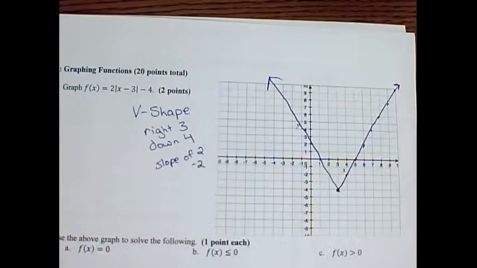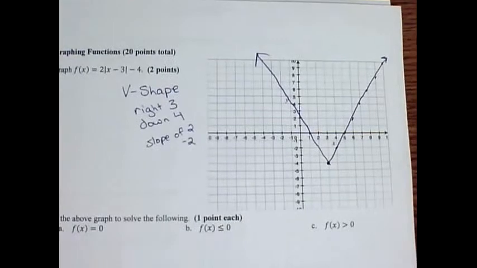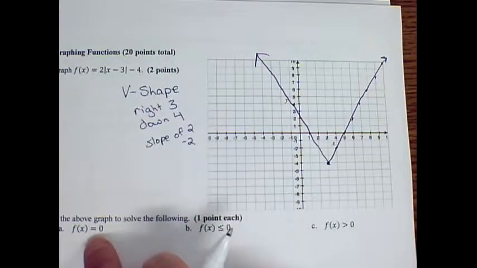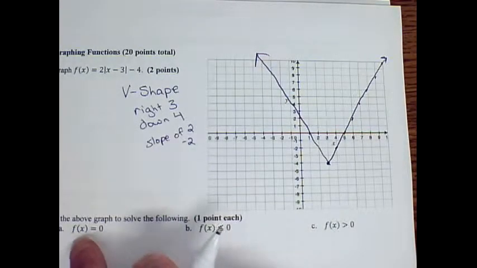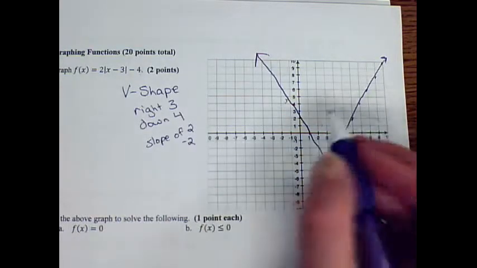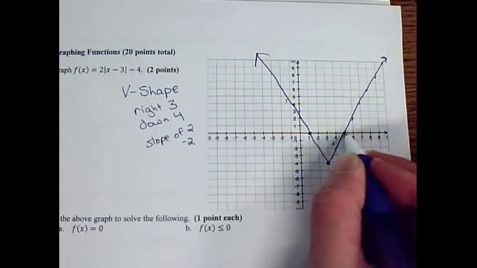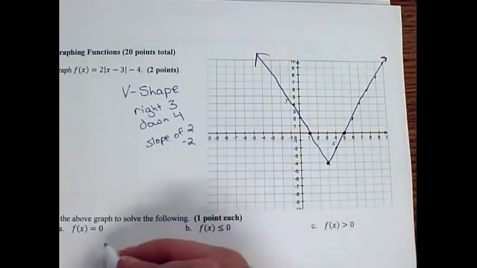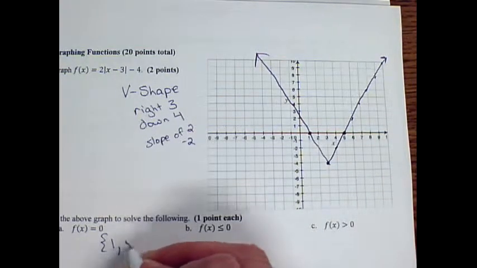There we go. Now we're going to use that picture to solve the following equations. We have f of x equals 0. What values make f of x, or y, equal 0? Well, y equals 0 right here and right here. So the values of x that do that are 1 and 5.